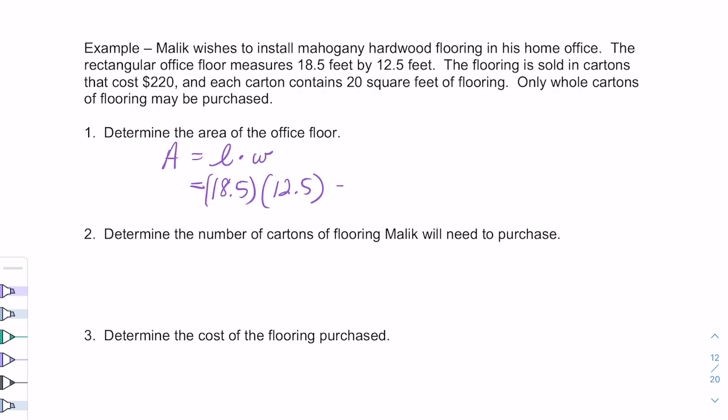When you multiply those together, you end up with 231.25, and we're dealing with feet, so area is always squared units, so it's 231.25 feet squared.